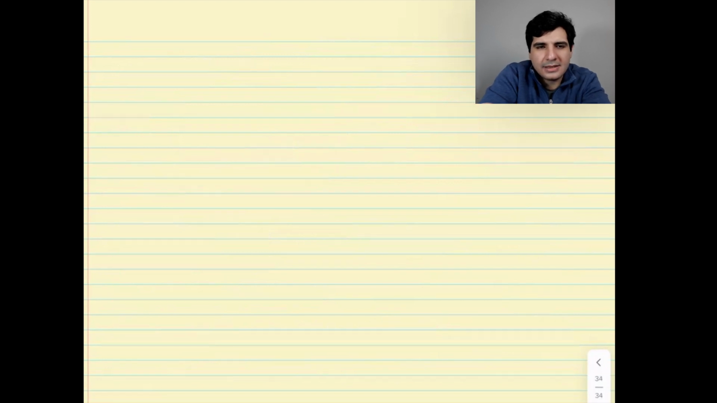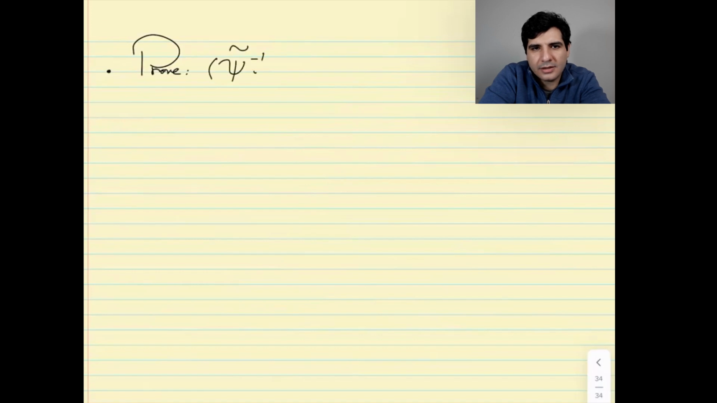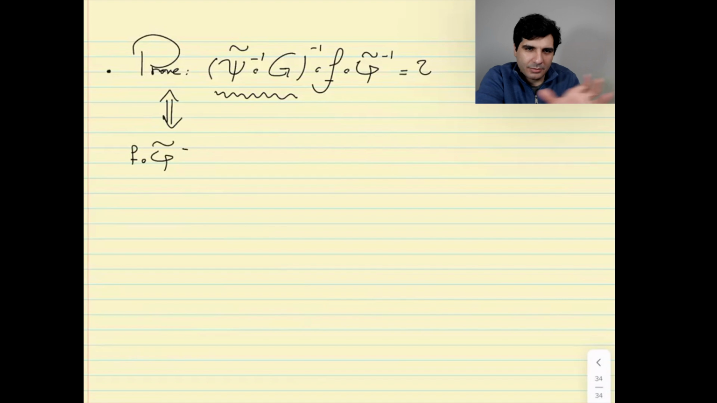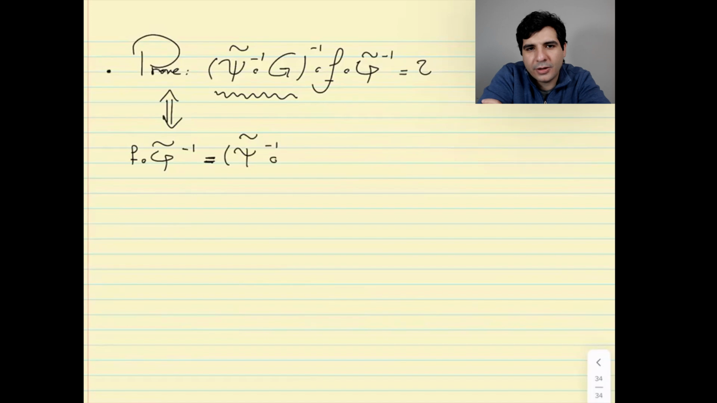Let's write this again. This actually just follows from the definition and the two equations we observed earlier. So we want to prove this equation. Psi tilde inverse OG inverse OF of phi tilde inverse equals iota. Note that this is correct if and only if I apply psi tilde inverse OG to both sides of this equation from the left. It's just like bringing this to the other side, right? So proving one is equivalent to proving the other, okay?